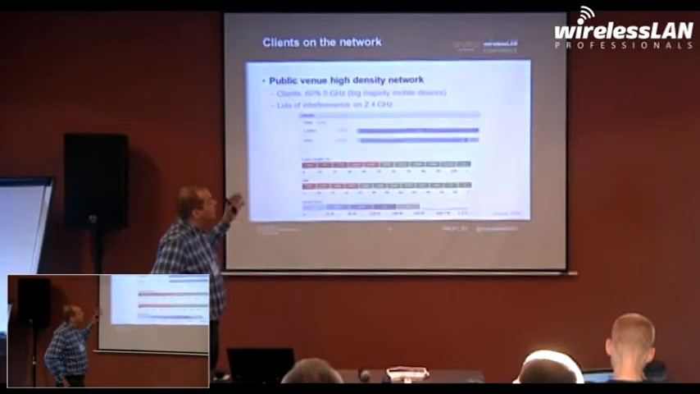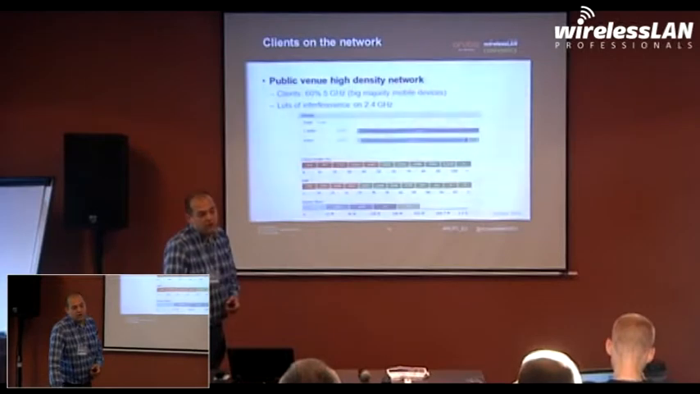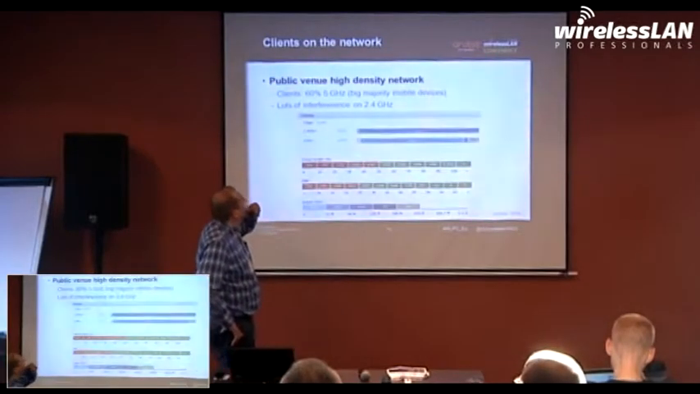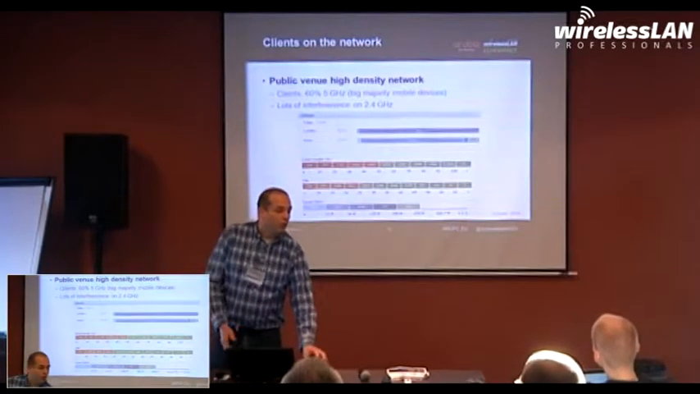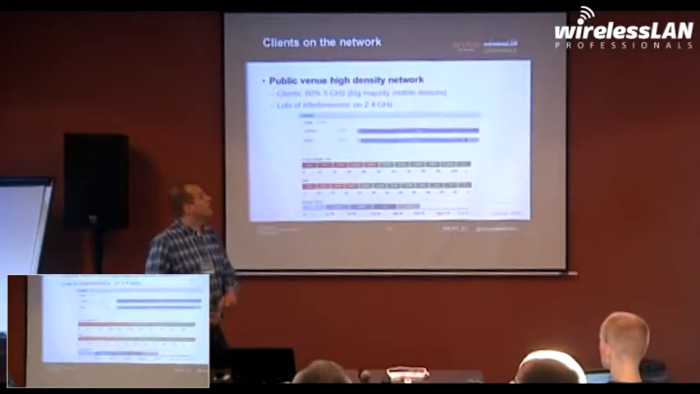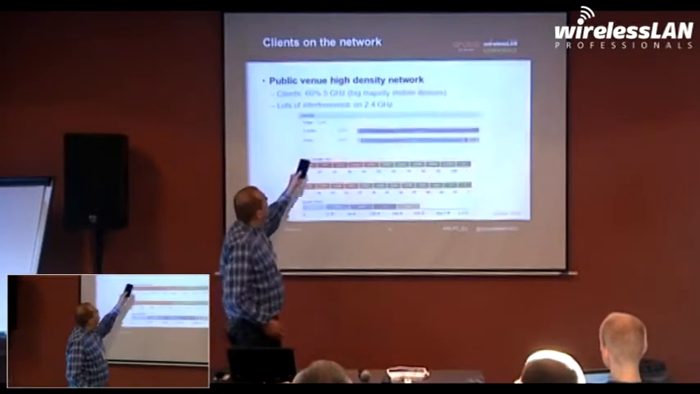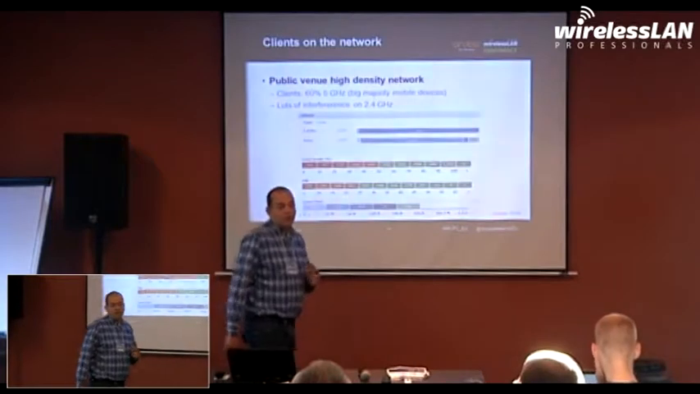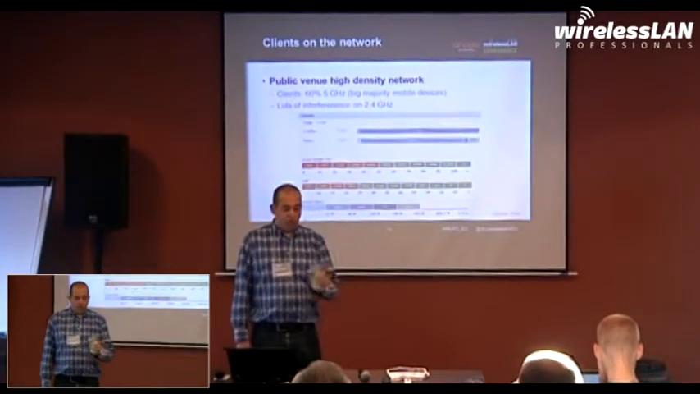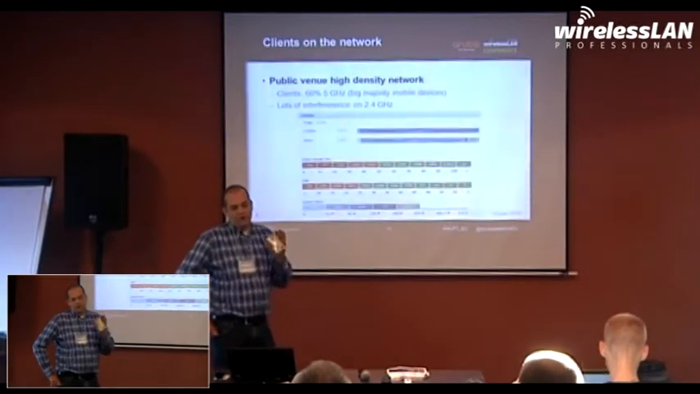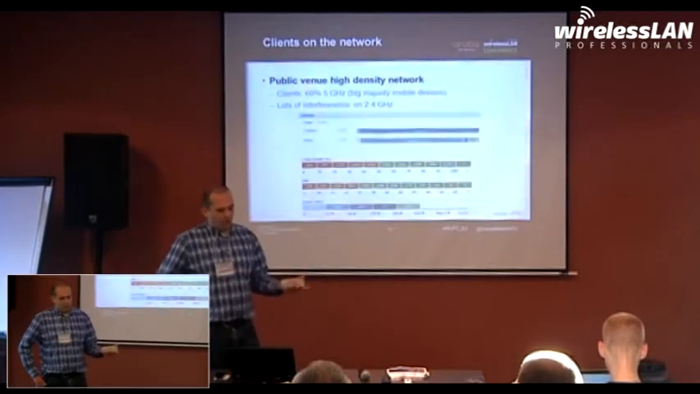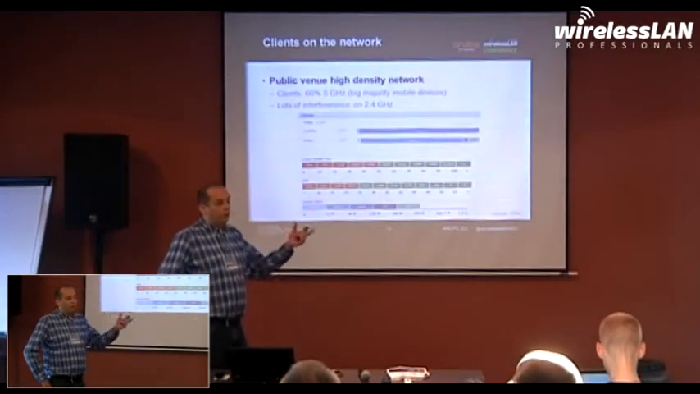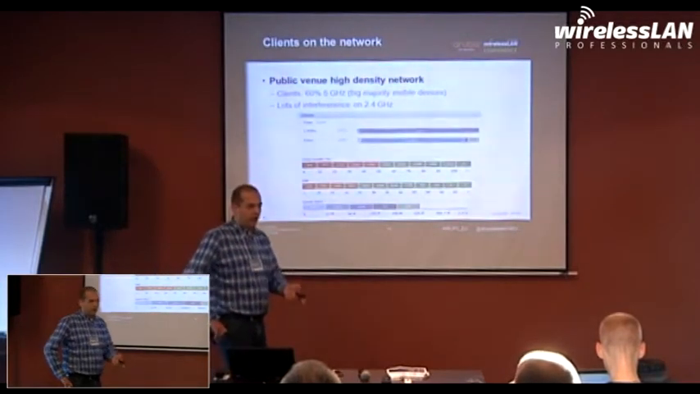Another example, so not the corporate network, not a university network. This is a public venue where we had 3,000 clients on the network, and in that venue, people don't walk around with laptops, they carry around these kinds of clients. And here we see again that almost 60% of the clients are using 5 gigahertz. In this environment, we also see that the performance for the 5 gigahertz clients is much, much better than the performance on 2.4, also because we're seeing a lot of interference in this environment from all kinds of other equipment like wireless microphones and things like that.